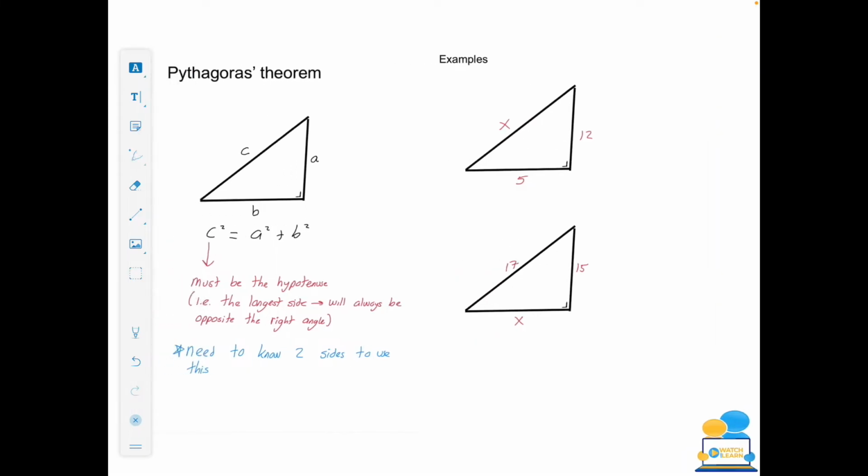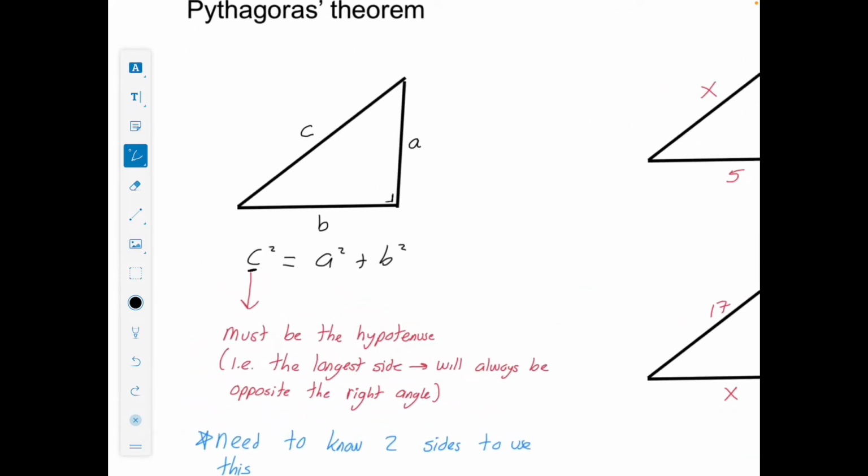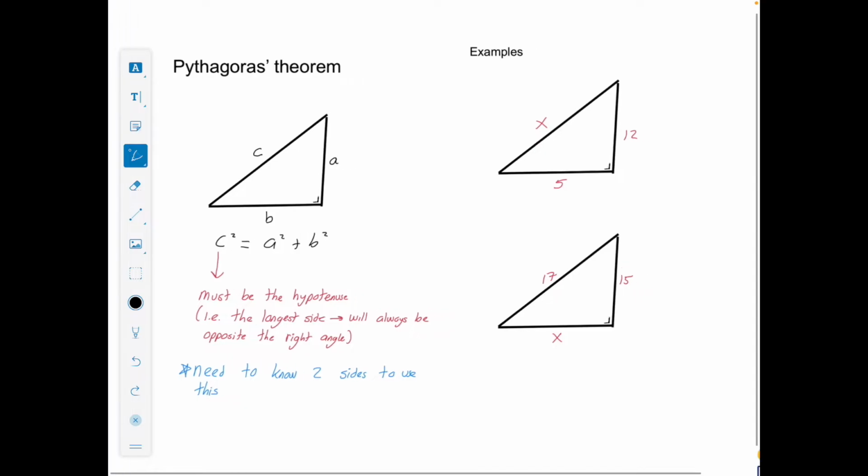So the formula is c squared is equal to a squared plus b squared, and a diagram is also given to you in the formula book. The only important thing about using this, and the most common mistake, is that the c squared, the bit on its own at the other side of the equal sign, must be the hypotenuse. It must be the longest side, always the one opposite the right angle. So c, the one on its own, must always be the longest side.